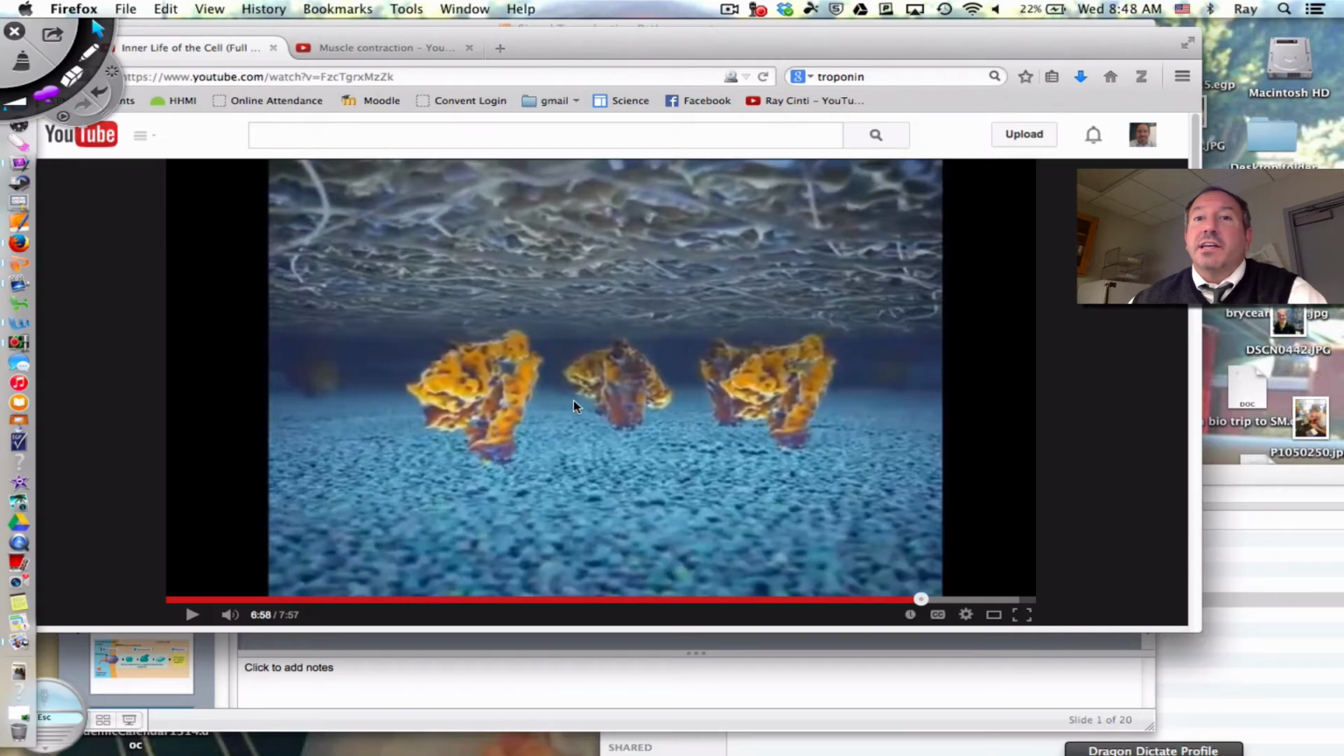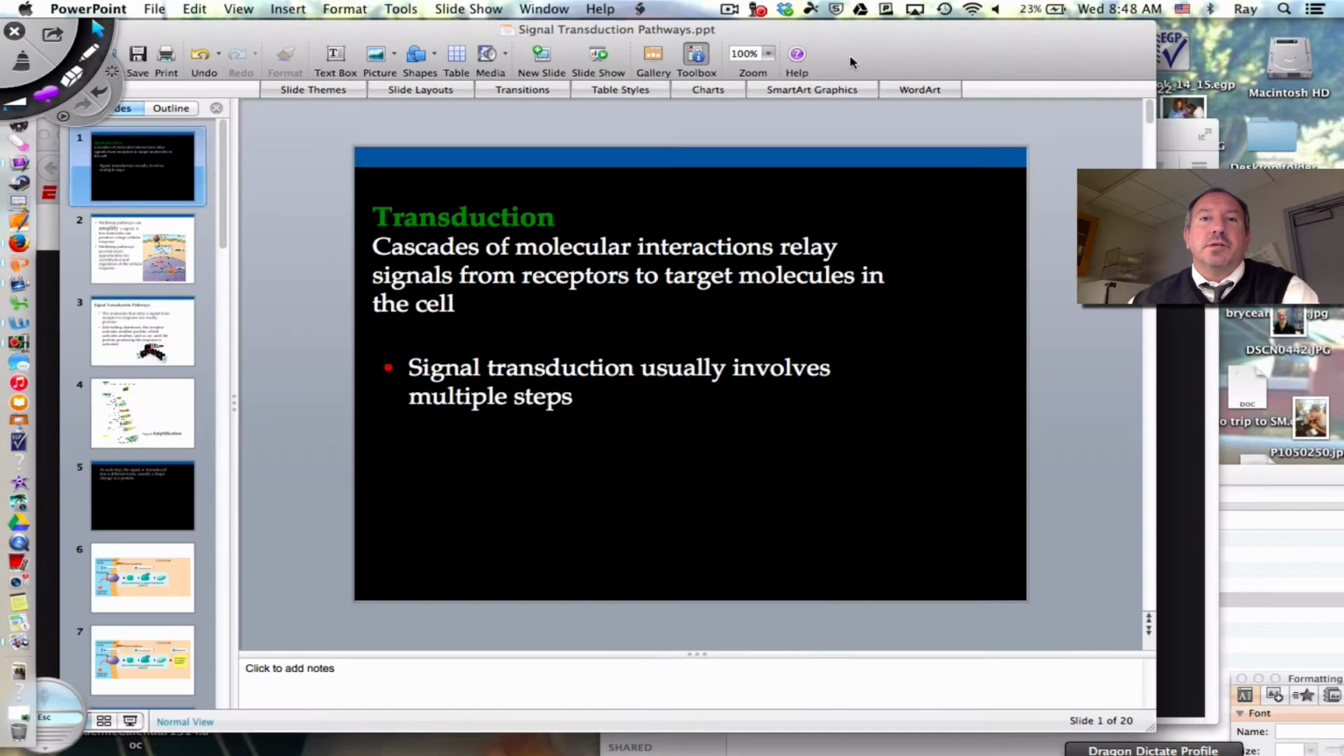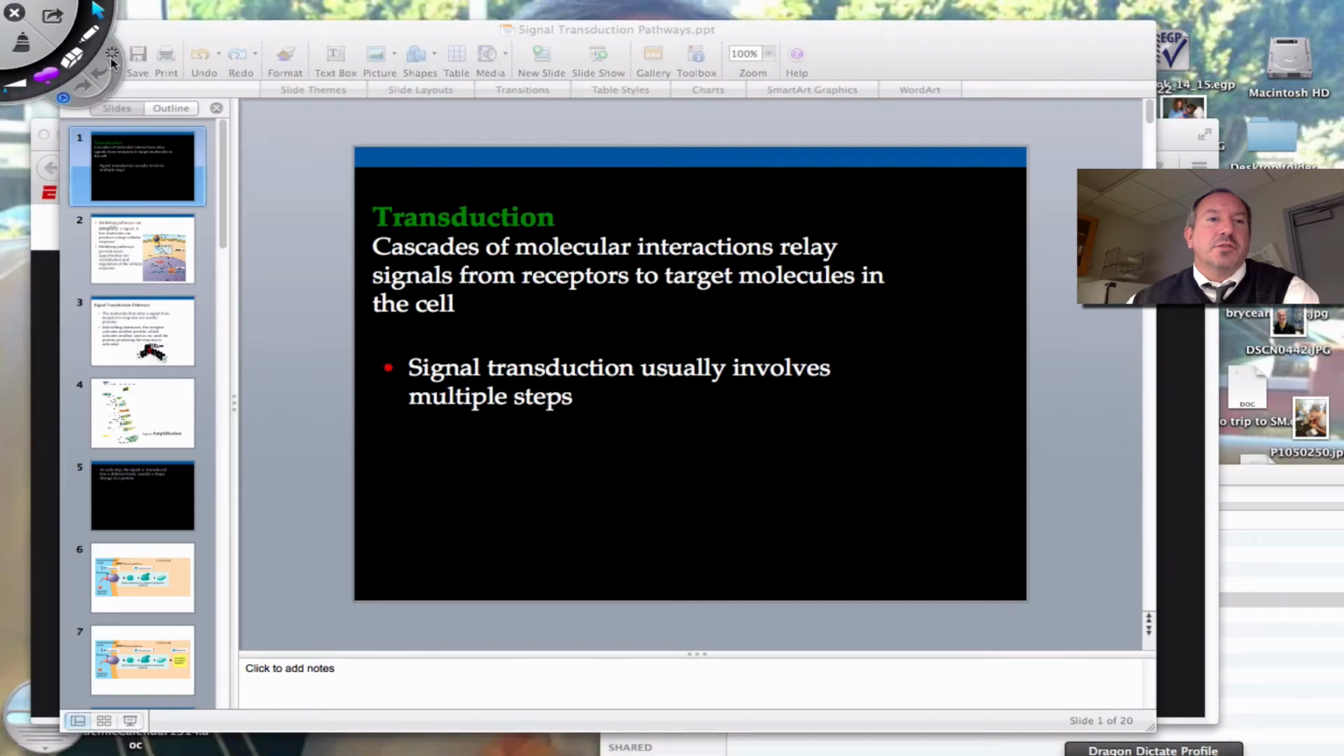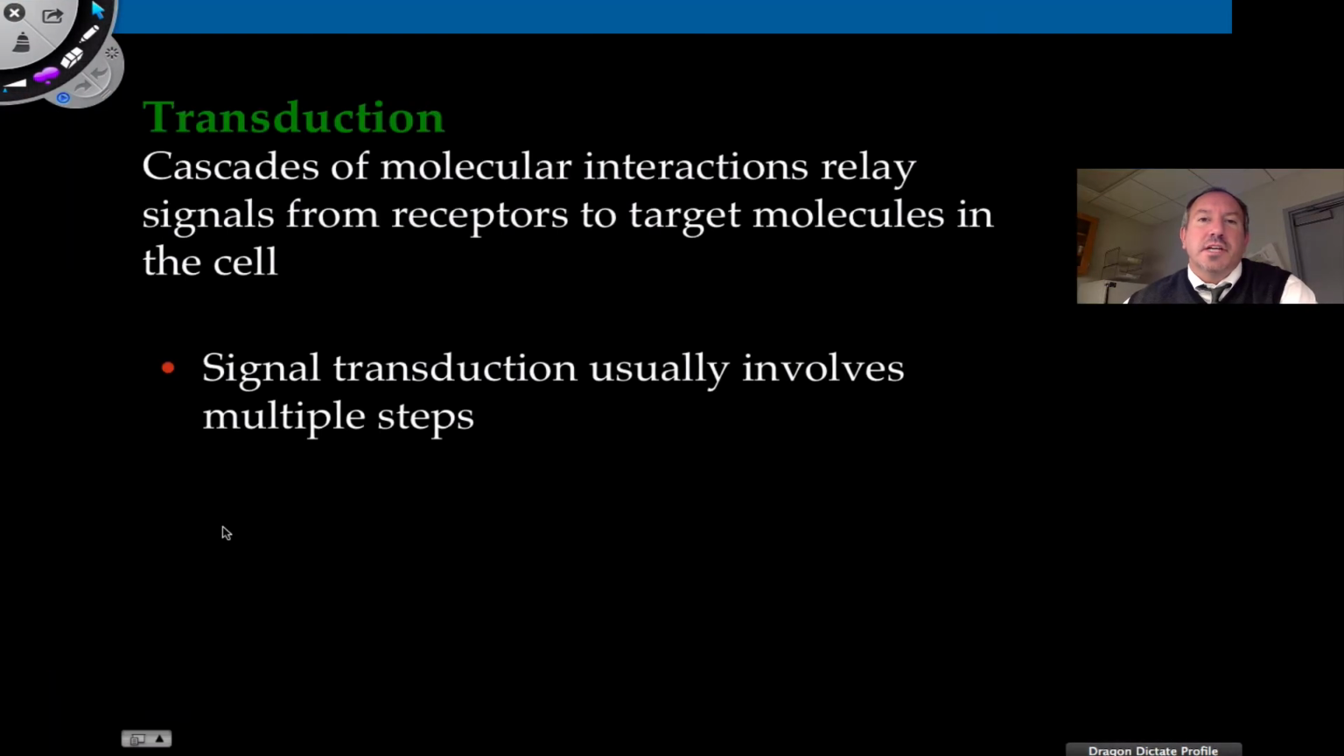So it involves secondary messengers, it involves calcium, it involves cyclic AMP, it involves molecules that, while in the cytoplasm, can amplify the message, and then the cell can respond most efficiently. And so that's what this video is going to attempt to discuss. That is, it's going to try to emphasize signal transduction pathways.